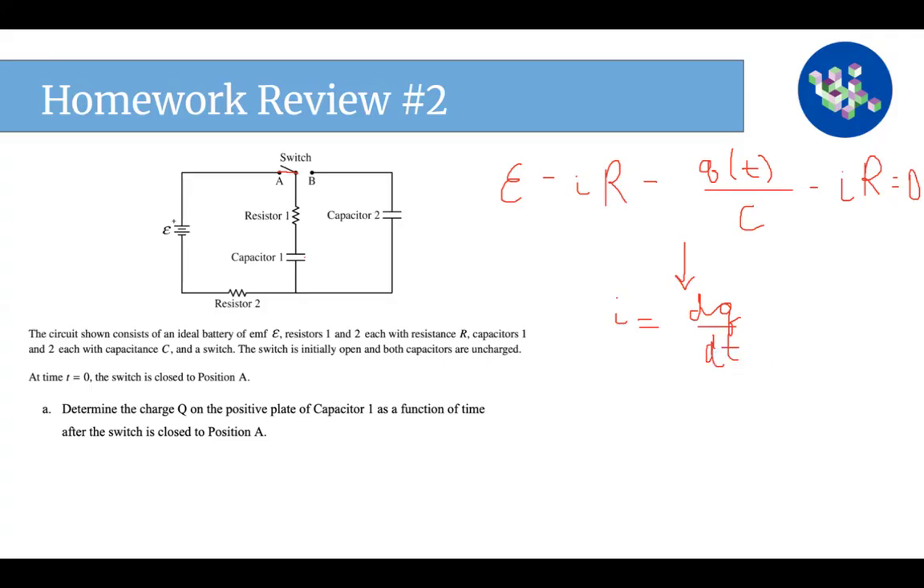Or you can remember the result we got last class. The result we actually got was Q equals epsilon times the capacitance times 1 minus e to the negative t over RC, except in this case R is 2R. The equivalent resistance is 2R because these resistors are in series, so R plus R is 2R. So this is our function for Q as a function of time. Any questions? Next slide then.